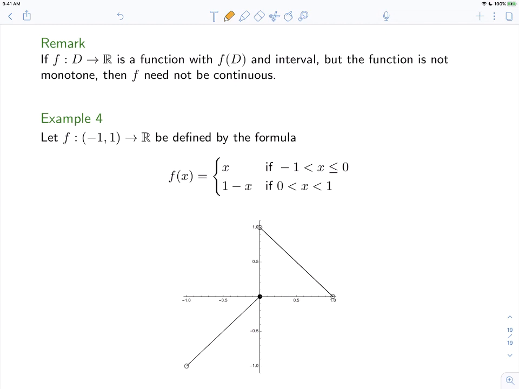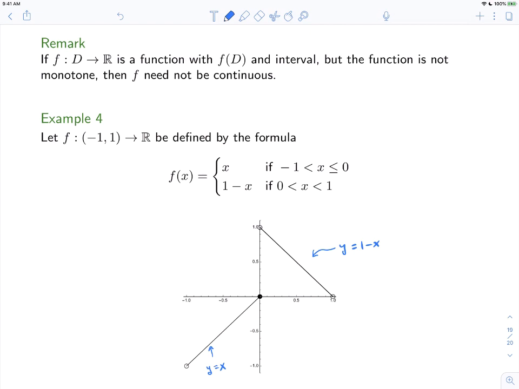So if x is between -1 and 0, including 0, then the output of x is just going to be x again. So on this picture, here we have y is equal to x. Now, if you're looking between 0 and 1, then you have y is equal to 1 minus x. This function is clearly not continuous. There's a jump discontinuity at 0. But notice that the image is in fact an interval. It's the interval -1 to 1.